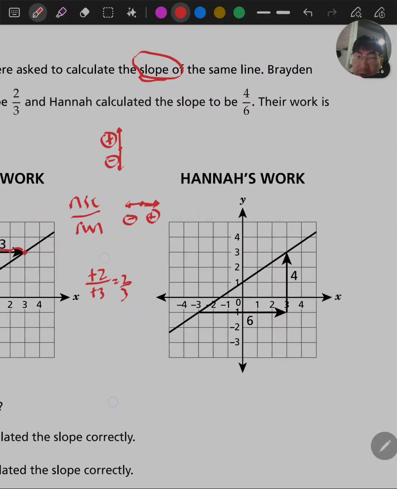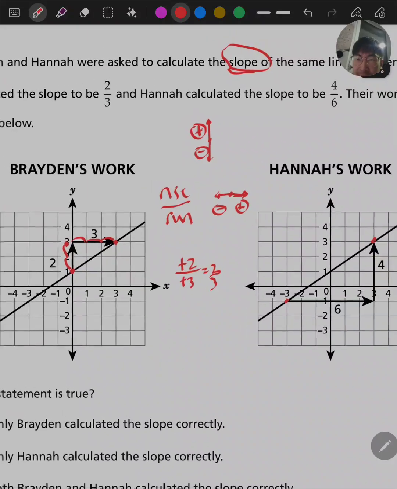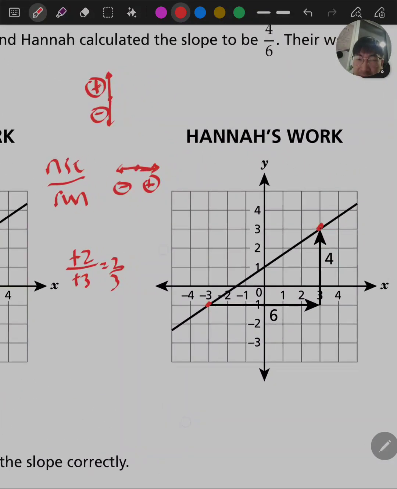Now Hannah's work. Hannah chose these two points, this one and this one. It looks like the second point's the same, but let's see how she does it. Here she's calculating the rise over the run. You could do either one of them first, but just make sure that you put the rise on the top and the run on the bottom.